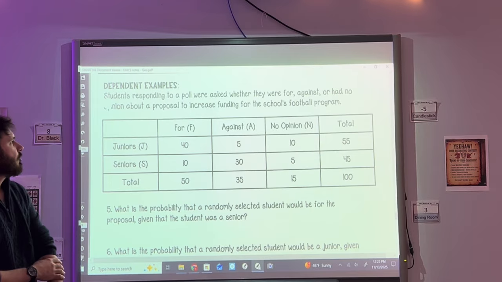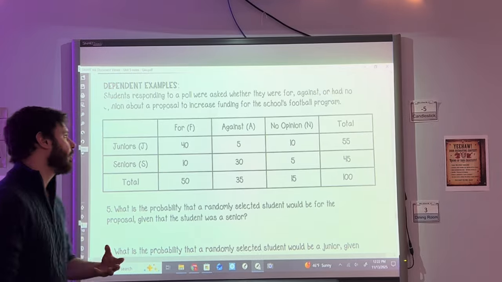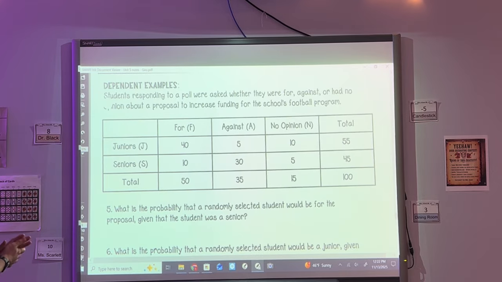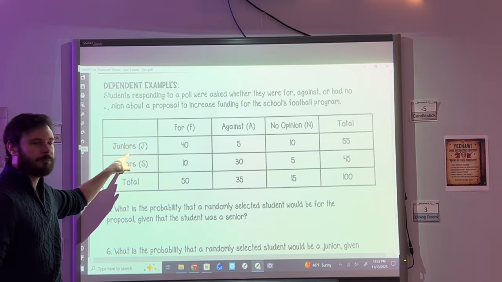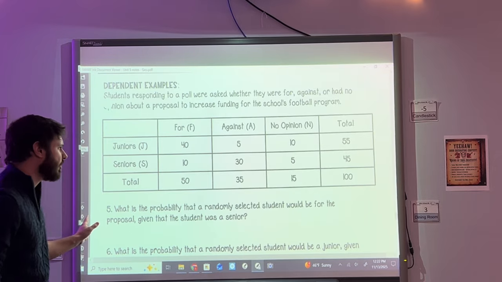Okay. Students responding to a poll were asked whether they were for or against or had no opinion about a proposal to increase funding for a school's football program. And this table is already filled in for you with all of those who were for it, against it, didn't care, and if they were juniors or seniors. See, this is much better than 11th grade and 12th grade. Those letters throw me off. Juniors and seniors. Makes sense to me.